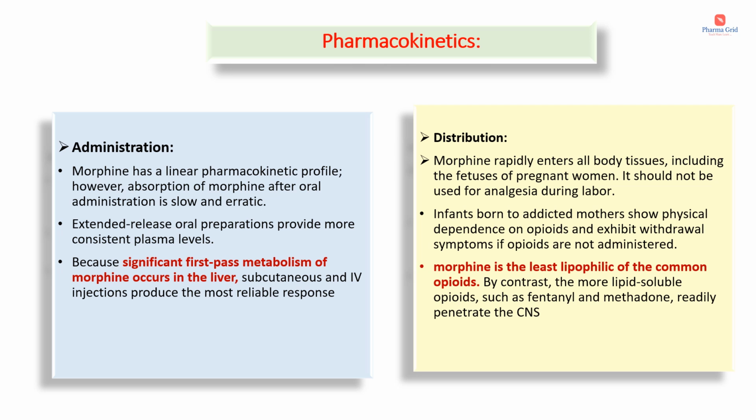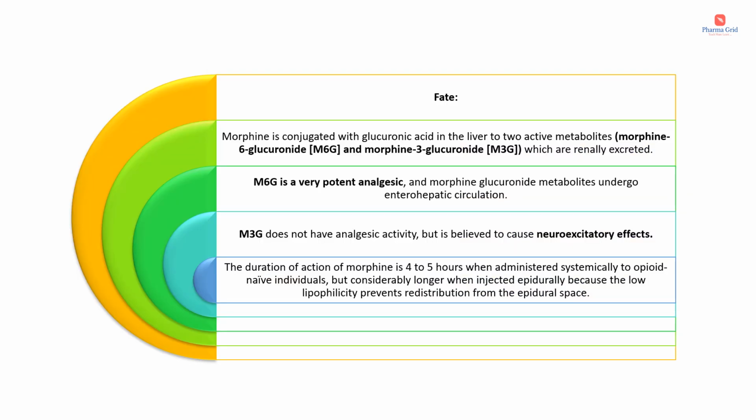Coming to the distribution, morphine rapidly enters all body tissues including the fetuses of pregnant women. It should not be used for analgesia during labor. Infants born to addicted mothers show physical dependence on opioids and exhibit withdrawal symptoms if opioids are not administered. Morphine is the least lipophilic of the common opioids. Lipophilic means lipid loving. By contrast, the more lipid soluble opioids such as fentanyl and methadone readily penetrate the central nervous system.